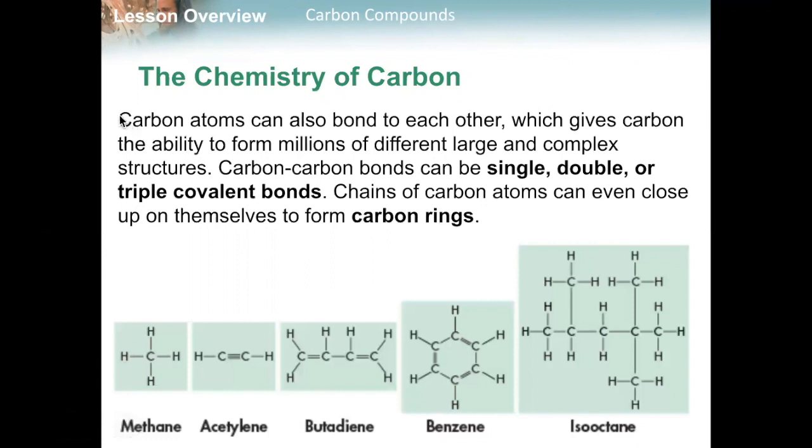Carbon atoms can also bond to each other, which gives carbon the ability to form millions of different large and complex structures. Carbon-carbon bonds can be single, double, or triple covalent bonds. Chains of carbon atoms can even close up on themselves to form carbon rings. The benzene ring.